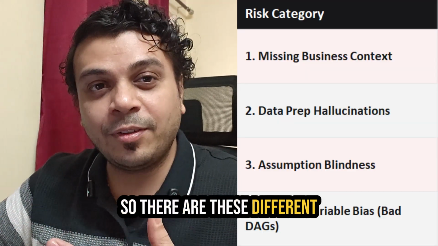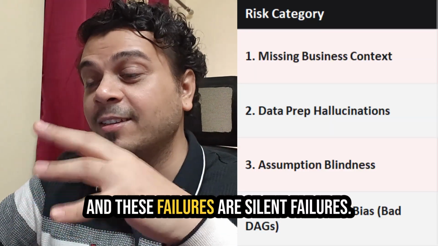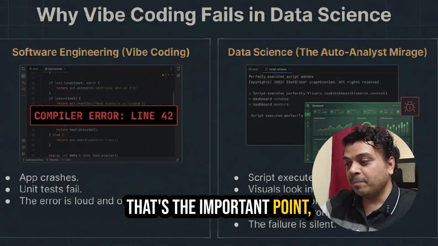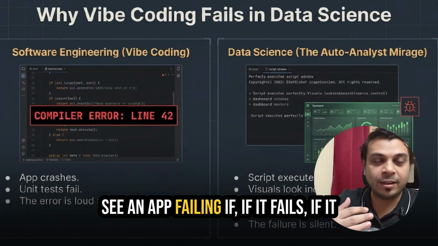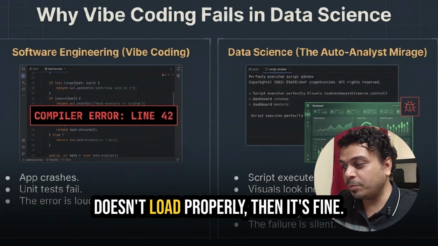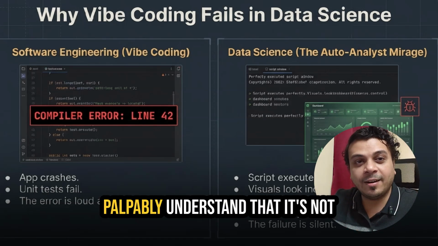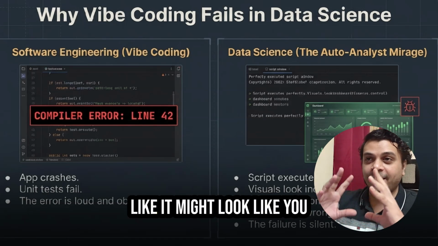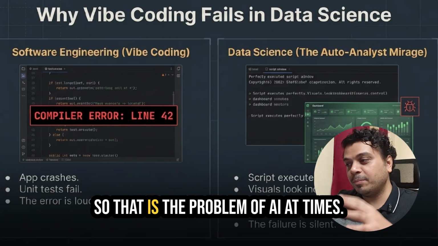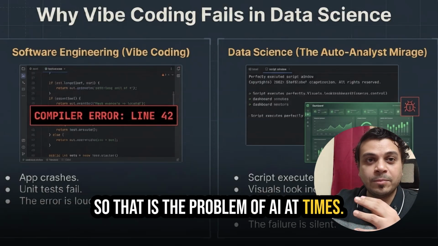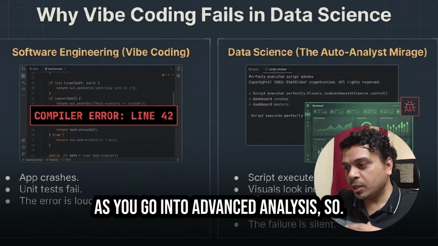So there are these different kinds of things, and you need to be aware of the taxonomy of these failures. And these failures are silent failures. That's the important point, because everything will look convincing. See, if an app fails, if it doesn't load properly, then it's fine. Then you can see it, and you can palpably understand that it's not working, but AI can silently fail. It might look like you have got the right results, but actually the results are not right. That is the problem of AI at times, very often in fact, especially as you go into advanced analysis.